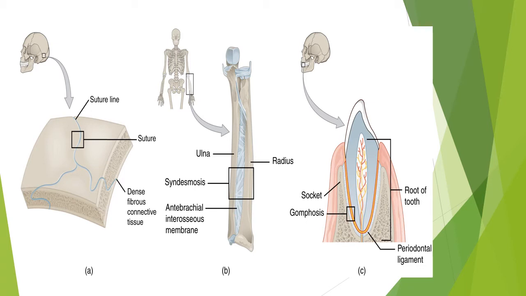Now students, part C. Part C shows the root of the tooth connected to the maxilla or mandible, that is the jaw bones. Both the root of the tooth and the socket of the maxilla and mandible are connected by a joint which is called a fibrous joint.